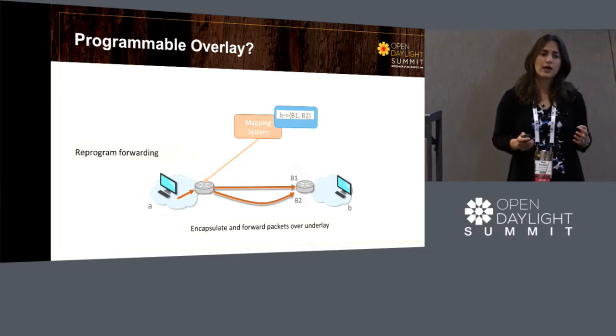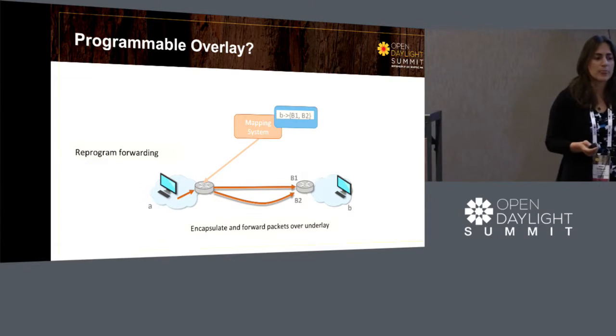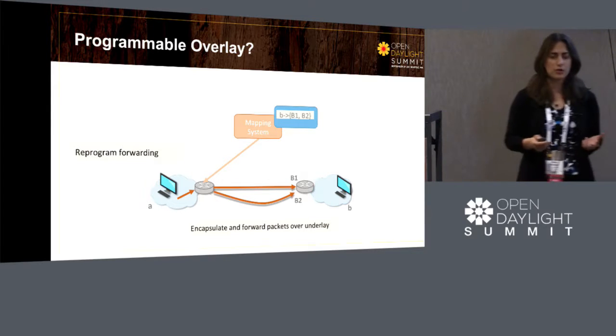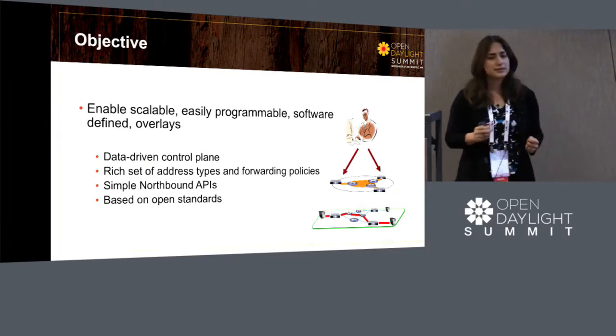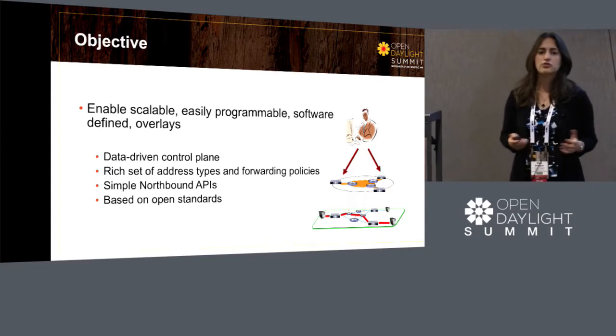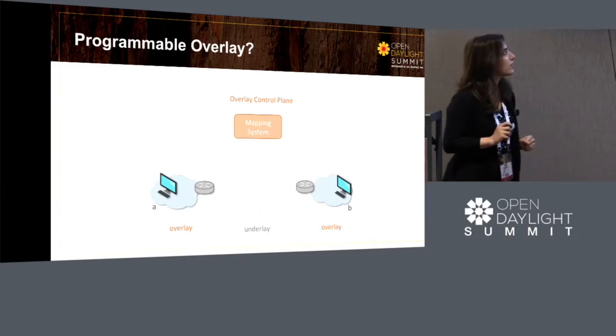Now let's say we want to support multi-homing. The destination has multiple connections to the network. So simple programmability of the overlay. And lastly, we wanted the control plane to be based on open standards.